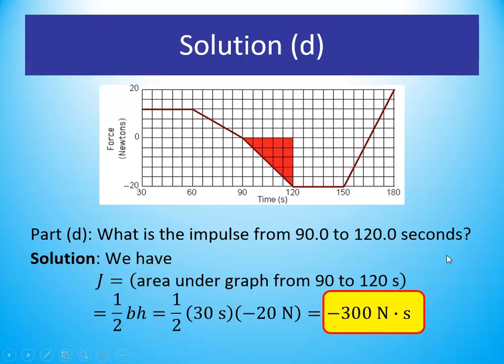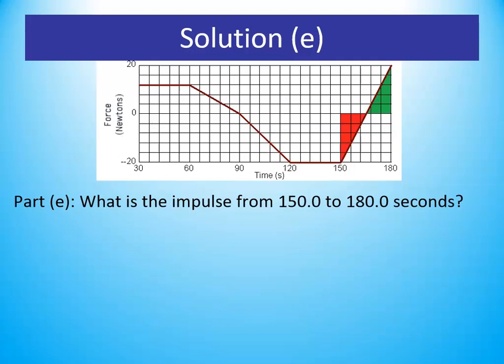Hopefully this makes sense, because this is a negative force. A negative force means that it's acting to the left. Well, if the object is moving to the right, a negative force is going to decrease its momentum, or make it increase in the negative direction. So the negative sign on this should make conceptual sense as well.